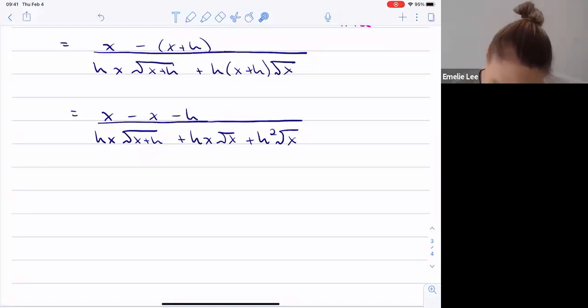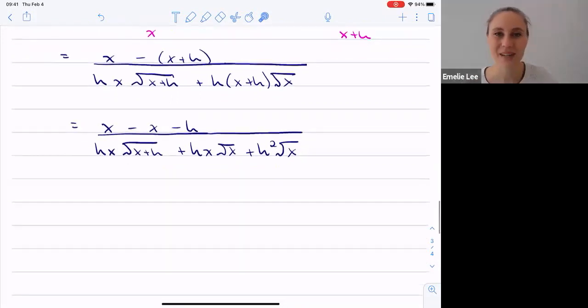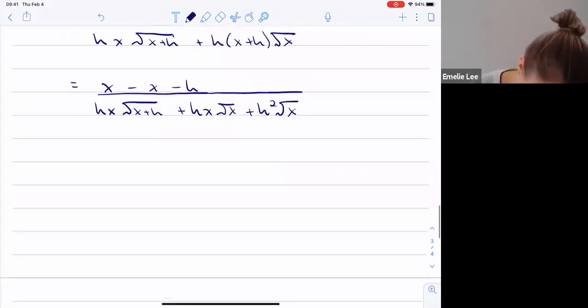Okay, so I guess there's nothing really. I can pull out a common factor of h, but I don't know. Oh, maybe that'll work. Why did I light up? Because x minus x, that's going to go away. Up top here, I'm just going to have negative h. So if I am able to pull out a common factor of h here, that's great, then I can cancel something. Okay, so let's do that.